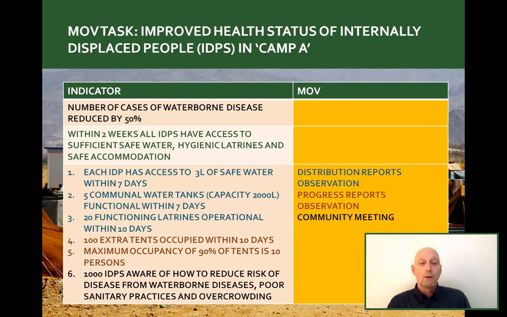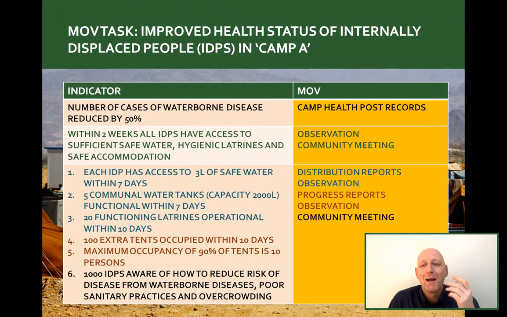Moving up to the outcome level, within 2 weeks, everybody will have access to safe water, hygienic latrines, and safe accommodation. Observation will tell us that those things exist, and a community meeting will give us the qualitative aspect about whether it's enough, whether they're considered hygienic, and whether they feel safe. And how are we going to know if the number of cases of waterborne disease are reduced by 50%? Observation won't work, focus group discussion won't work, distribution reports won't work, but we can access the camp health post reports and see there if those cases are falling. So that's our means of verification at that level.